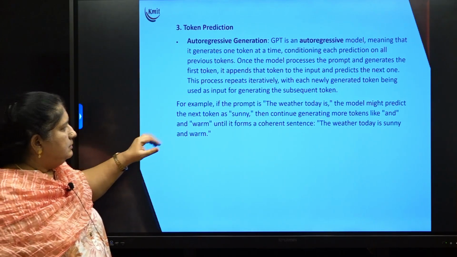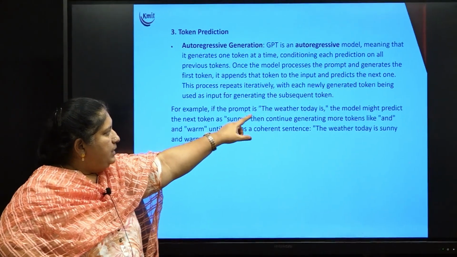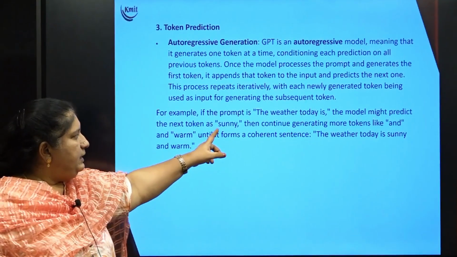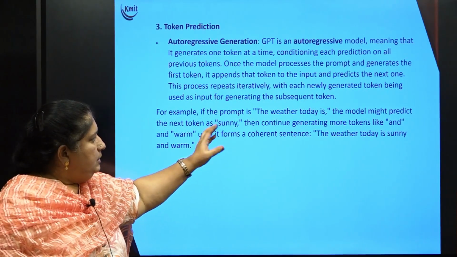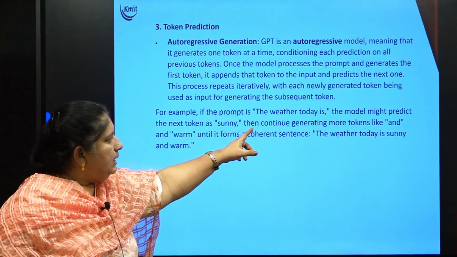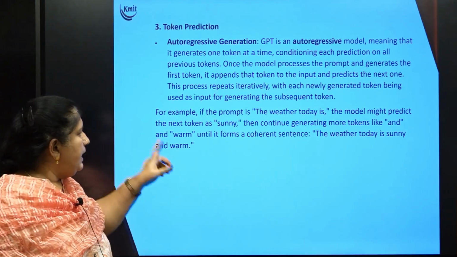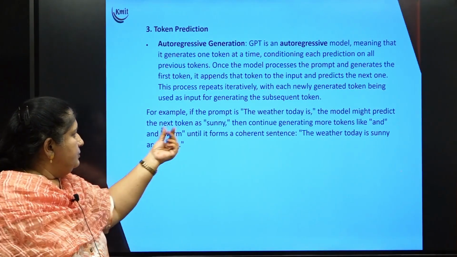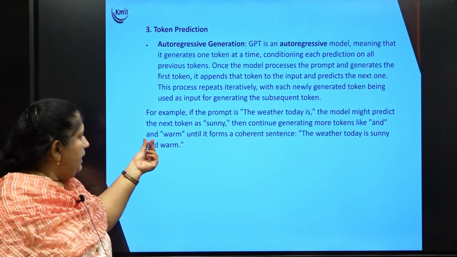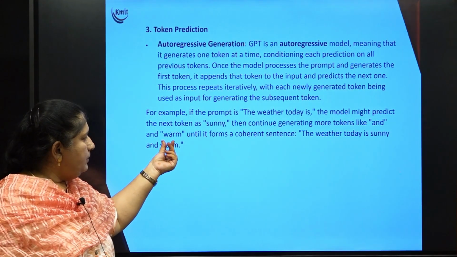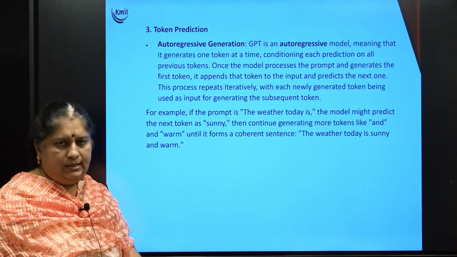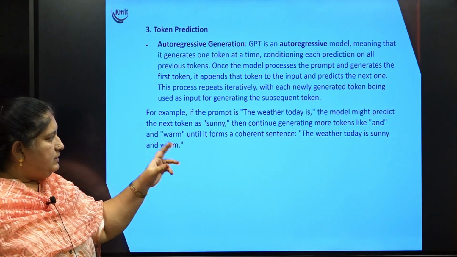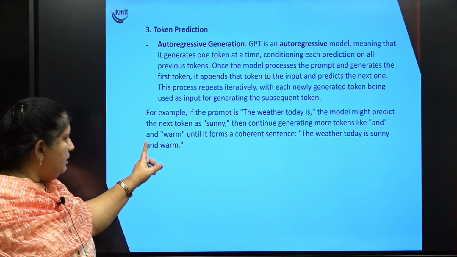Say, for example, the prompt is "The weather today is," and I stop the prompt there. Suppose the model has predicted "sunny." Then it continues generating more tokens, like "and." And what else will it generate? "Warm," until it forms a coherent sentence which has some meaning. Now see the sentence finally generated: "The weather today is sunny and warm."